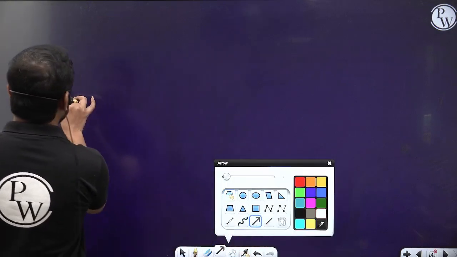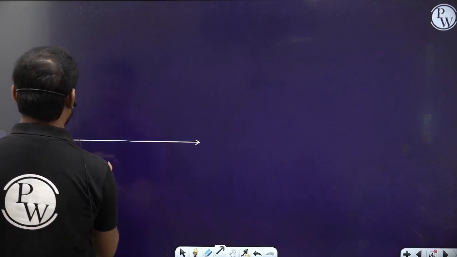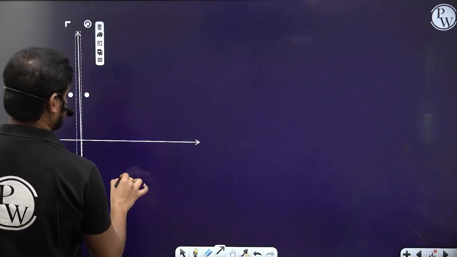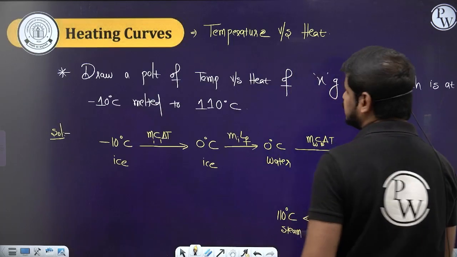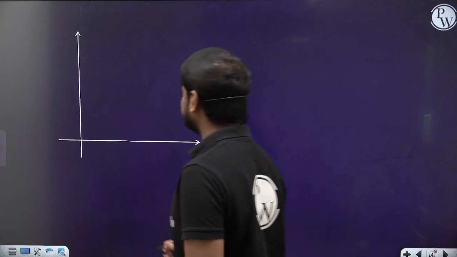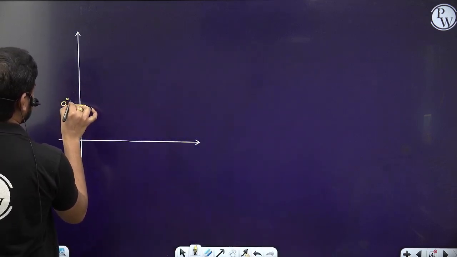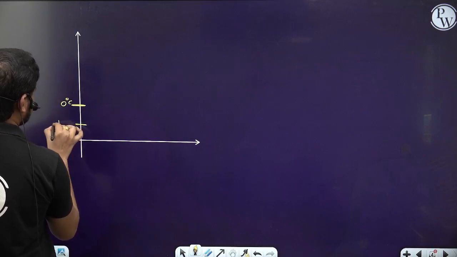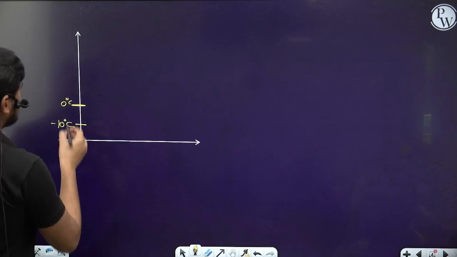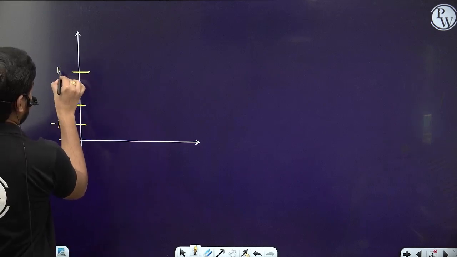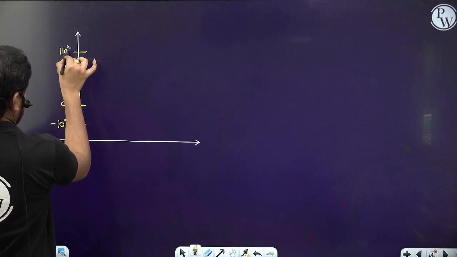Chalo. So now let's draw the curve. See, it is initially at minus 10 degrees centigrade. So I am considering, let's suppose, 0 degrees centigrade somewhere around here, then minus 10 degrees centigrade here. The reference point I can consider wherever I want, and as a standard temperature I am considering 100 degrees centigrade here, and then 110 degrees centigrade here.